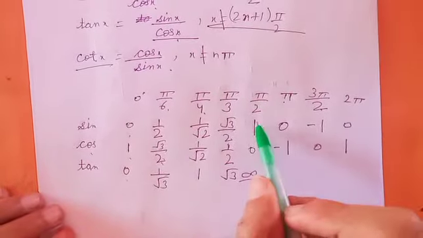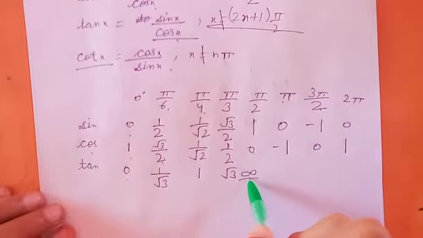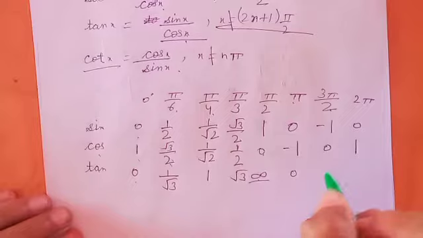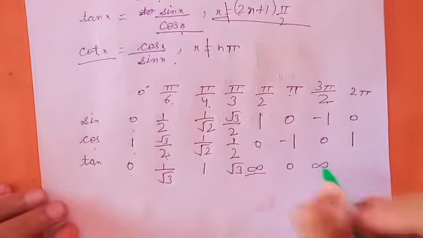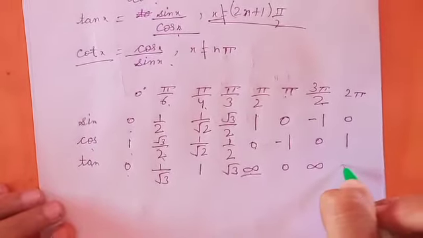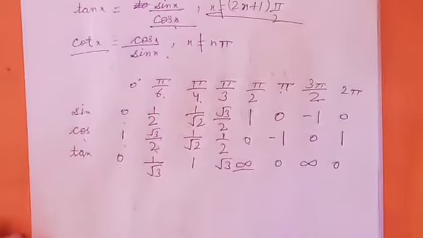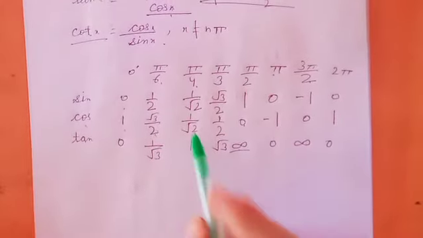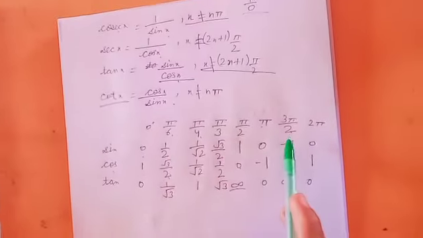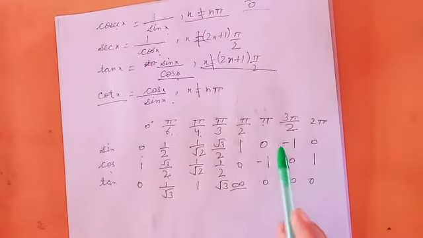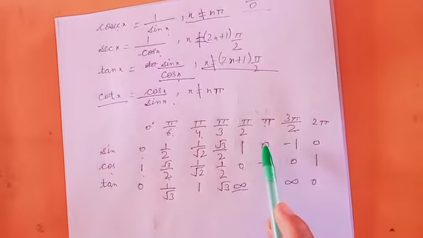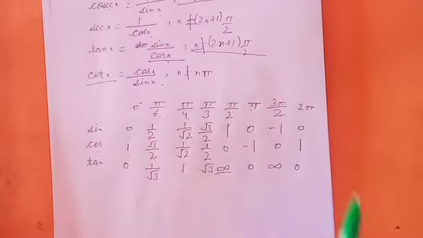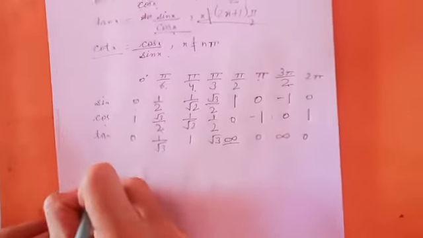Why? It becomes 1 by 0, that's why it becomes infinity. In case of pi it is again 0. In case of 3 pi by 2 it is infinity and here it becomes 0. Understood? You must learn these angles in radians because in 11th and 12th you will require them more than degree angles. Okay.